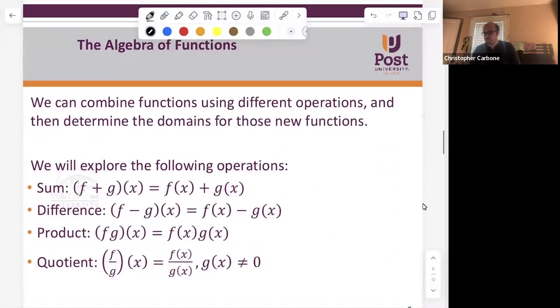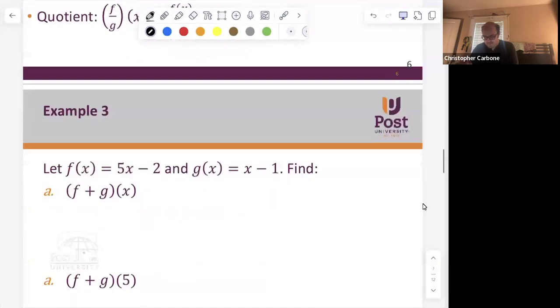Per the name of this section, algebra of functions, we have these 4 total operations that we could use, and then we could find the domains of these new functions, which for the most part shouldn't differ that greatly. The sum f plus g of x is f of x plus g of x. Just like the difference, f minus g of x is f of x minus g of x. The product f times g of x is f of x times g of x. F divided by g of x is f of x divided by g of x. G of x cannot be 0.